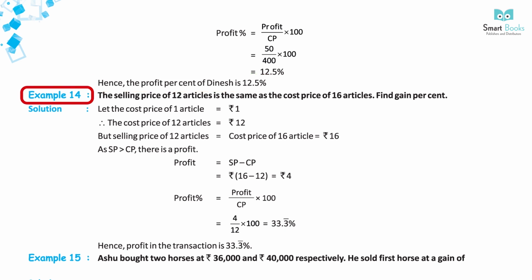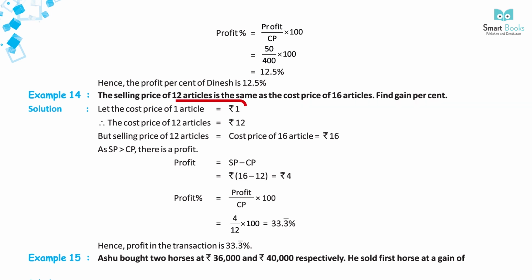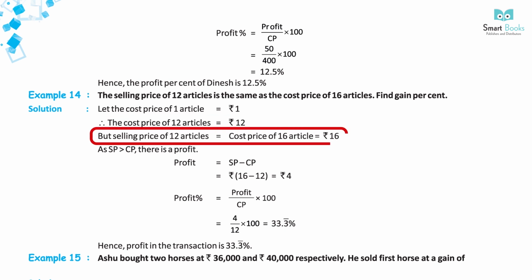Example 14. The selling price of 12 articles is the same as the cost price of 16 articles. Find gain percent. Solution. Let the cost price of one article be rupees 1. The cost price of 12 articles is equal to rupees 12. But selling price of 12 articles is equal to cost price of 16 articles, is equal to rupees 16.